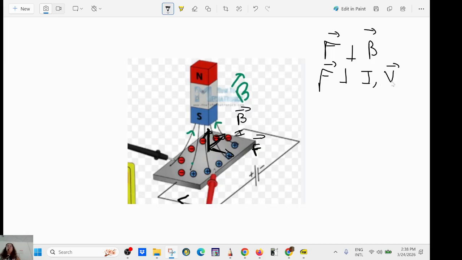Right? Current, velocity, current is just positive charges moving. Okay? If the velocity is parallel to B, there is no force.